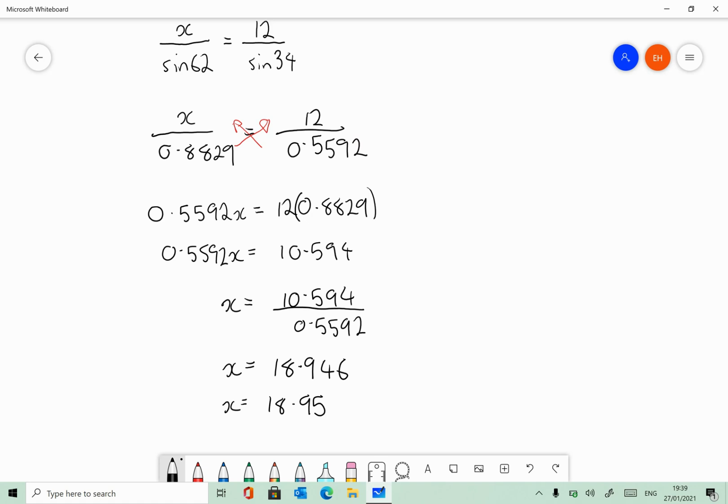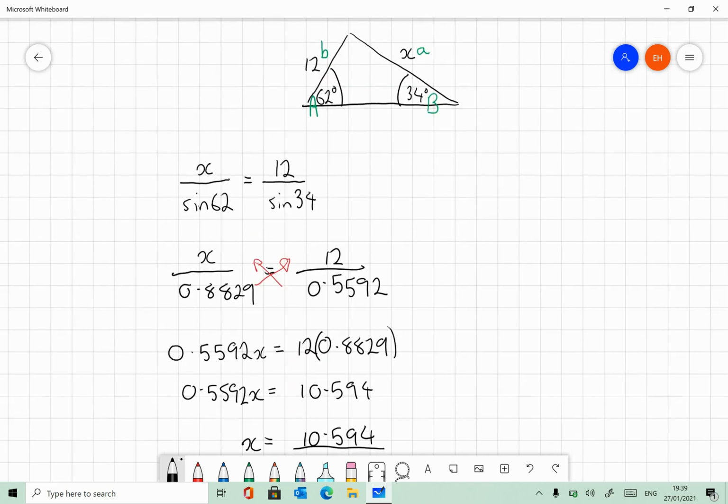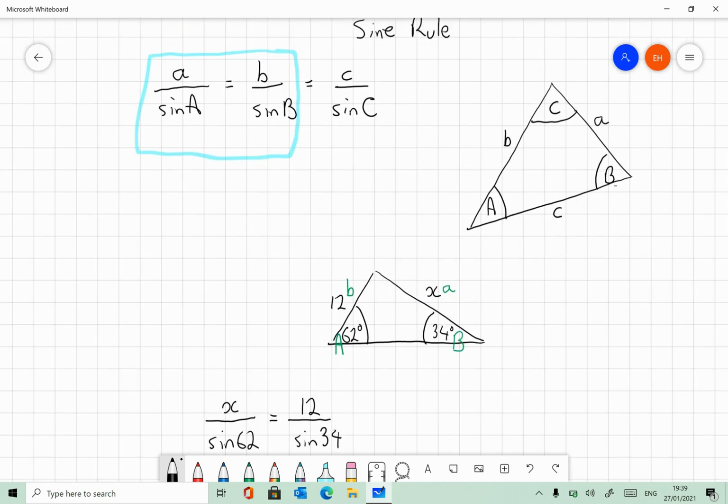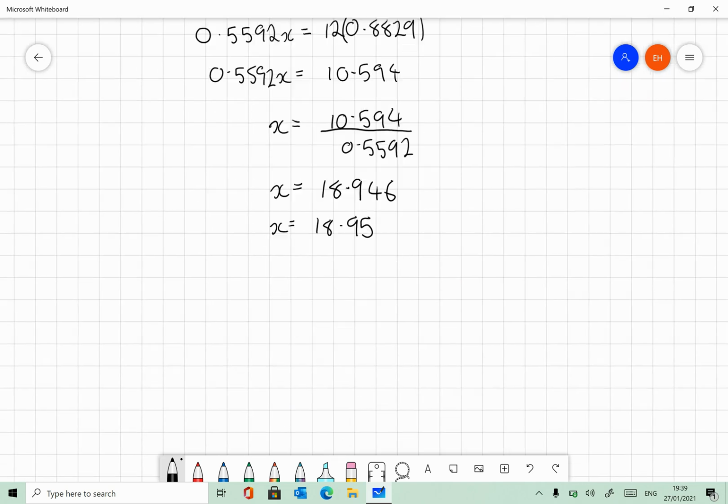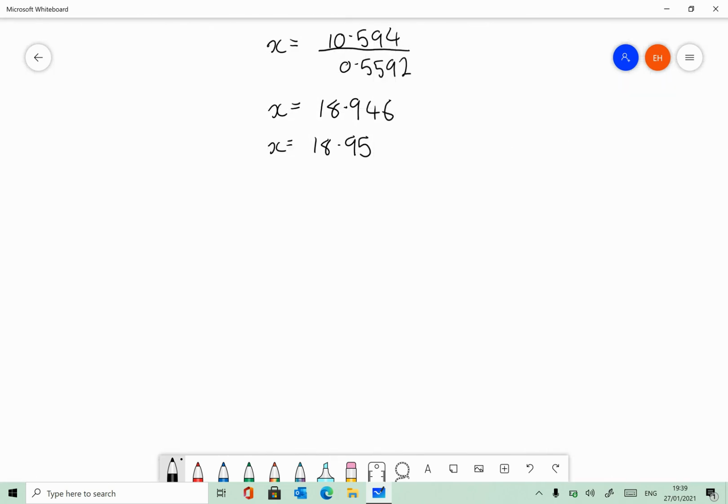Right, so that's how we use the sine rule, guys. Basically, be aware of the formula and then label up your triangle. Very, very straightforward. Okay, so let's take a look at another one.